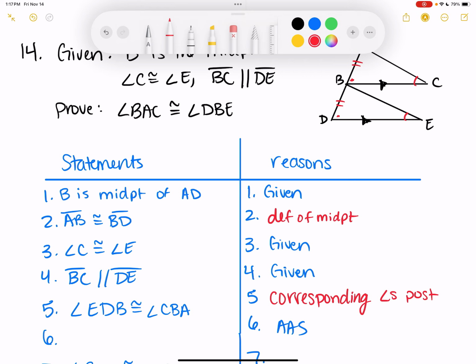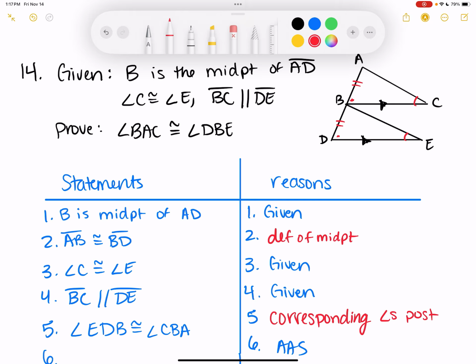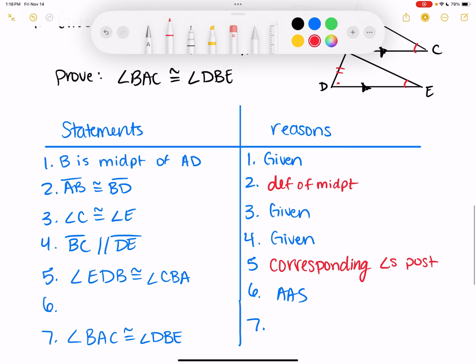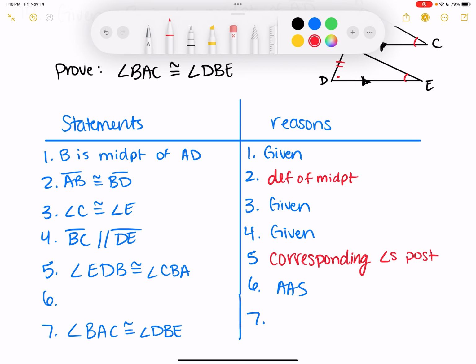So they tell me that the reason has to be angle, angle, side. That means I need to list the triangles that are congruent based on that information. I know that this angle is congruent, I know that this one is congruent, and this side is congruent. So I've got angle, angle, side. There are different ways you can do it, as long as they both are in the same order, it doesn't matter. So what triangle is congruent to what triangle? CBA is congruent to EDB. So let's check and make sure.